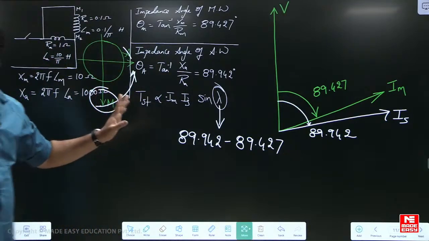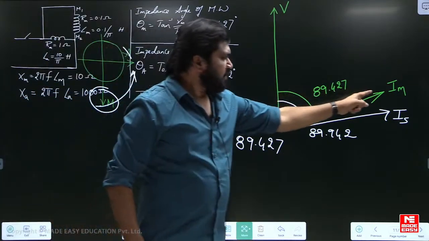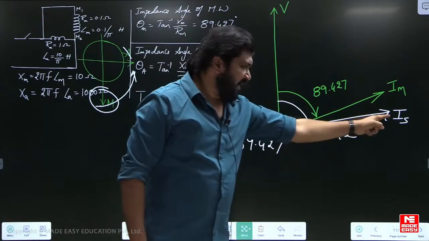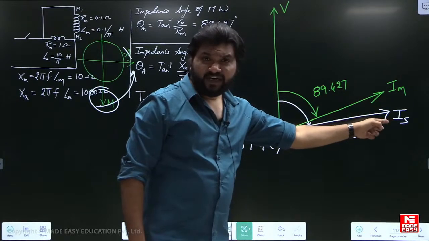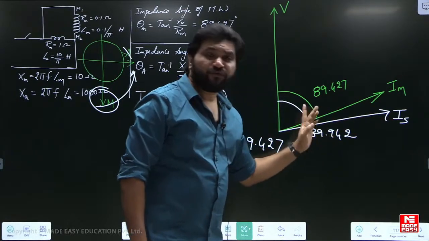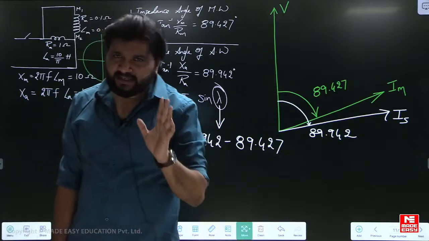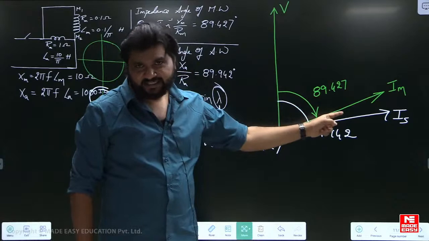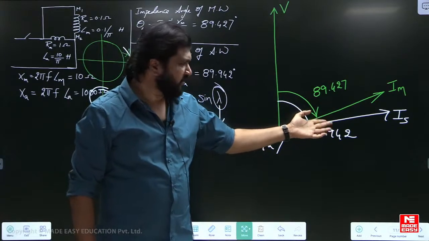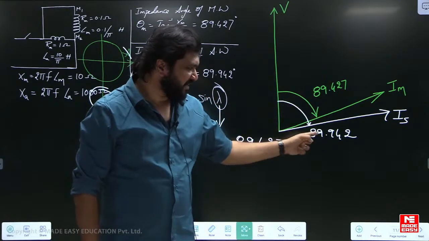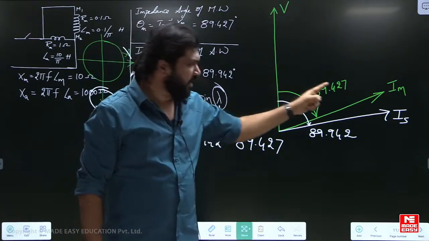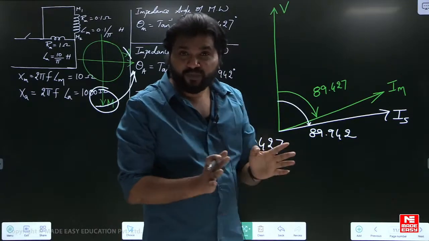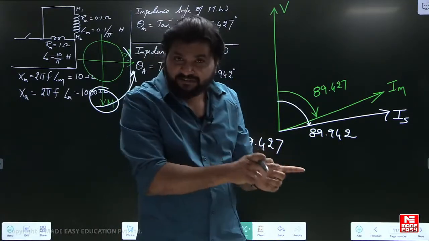This is it. In the question, IM lags the voltage by 89.42 degrees. IS, the current in the starting or auxiliary winding, lags the voltage by 89.94 degrees. Theoretically, one will generally think that IM is leading IS, because it has a lesser lagging angle, while IS has more lagging angle with respect to V. So relatively, IM is leading IS. The flux always moves from a leading phase to a lagging phase.